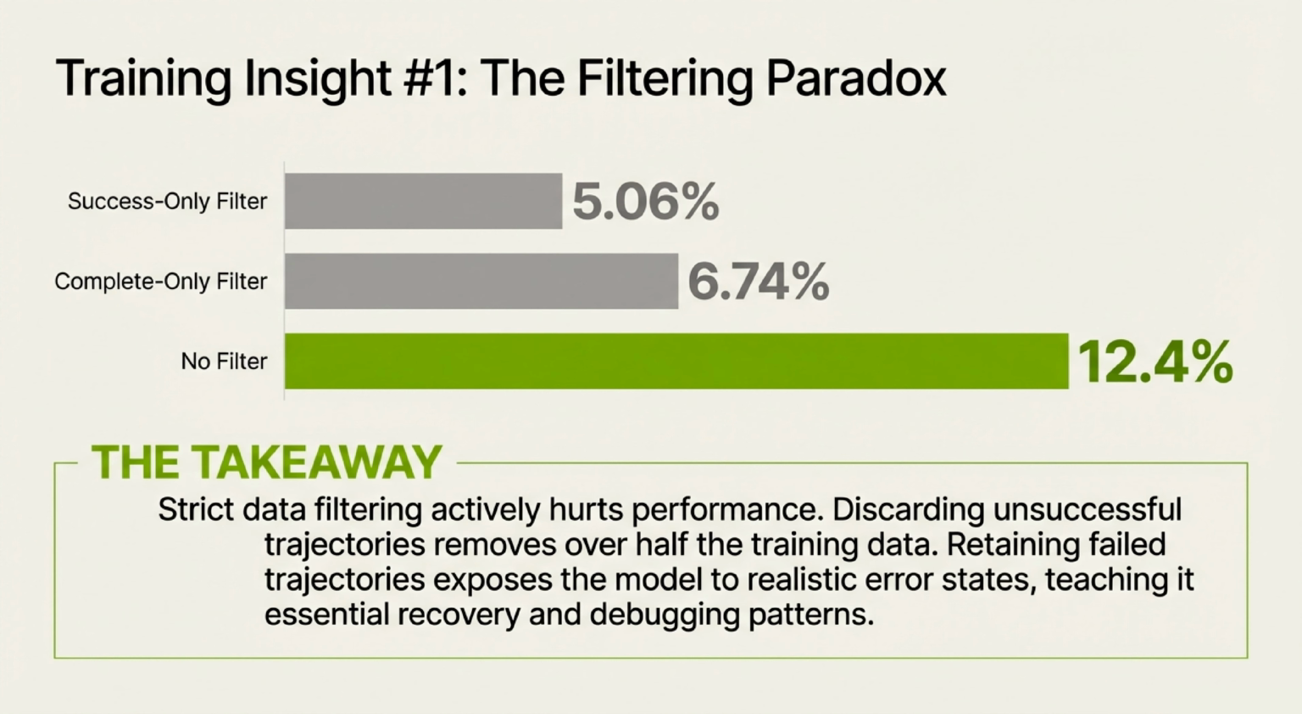During training, we uncovered a fascinating filtering paradox. You might assume that keeping only successful trajectories is the best approach. However, strict data filtering actively hurts performance. A success-only filter yielded about 5% performance, while using absolutely no filter more than doubled it to 12.4%. The takeaway? Retaining failed trajectories exposes the model to realistic error states, teaching it essential recovery and debugging patterns.